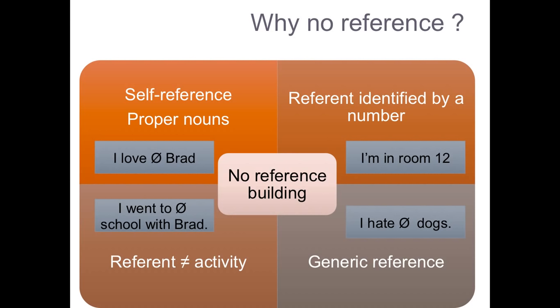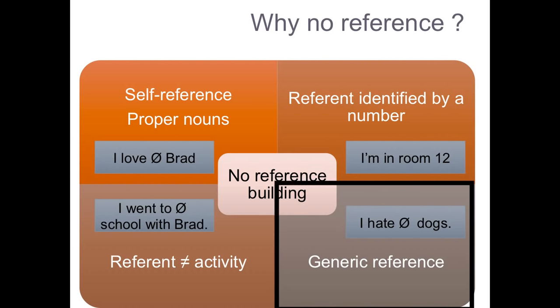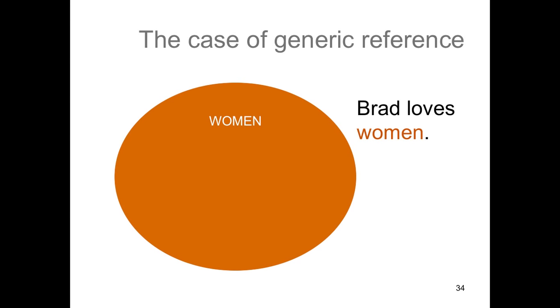The final reason you would use the null article before a count noun is if you are referring to the whole set. In that case, why bother with reference building? Let me explain. When you don't wish to point to any specific items, why bother to build a reference? The null article is just fine. That works when the noun phrase refers back to an entire set. When you say, Brad loves women, you mean all the women in the world.